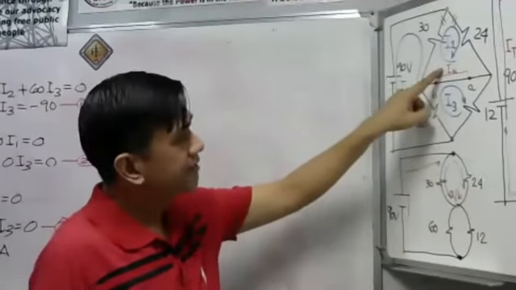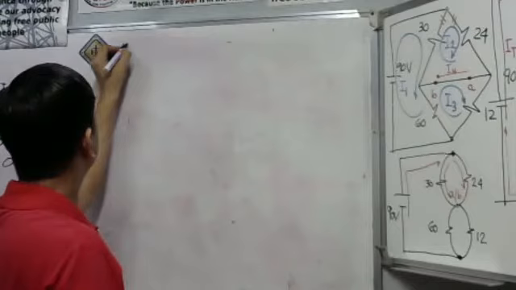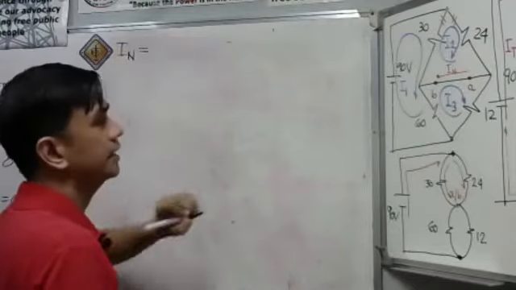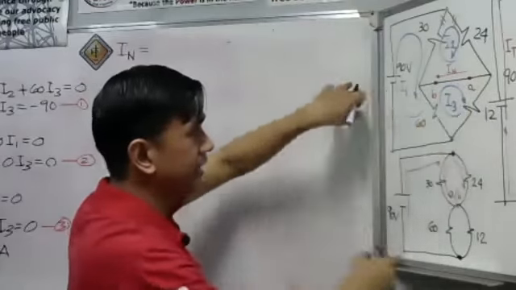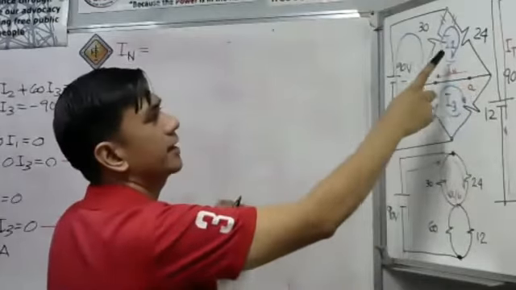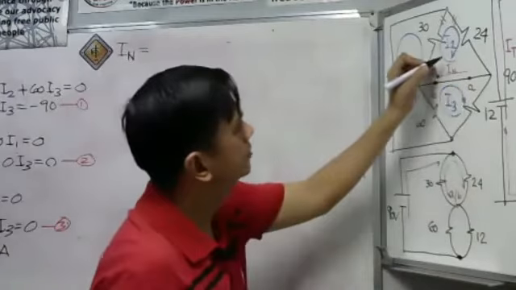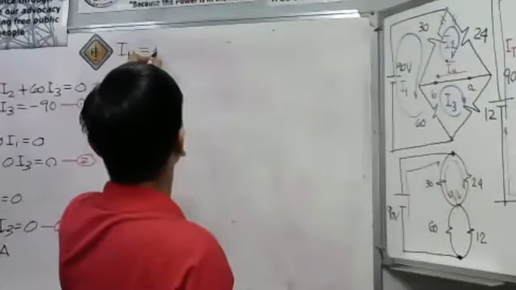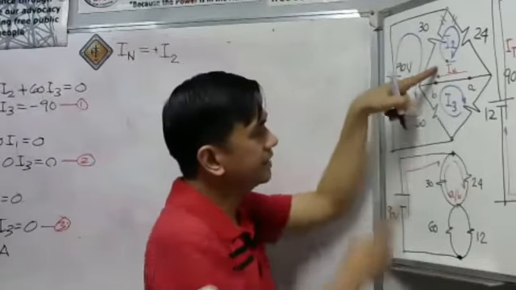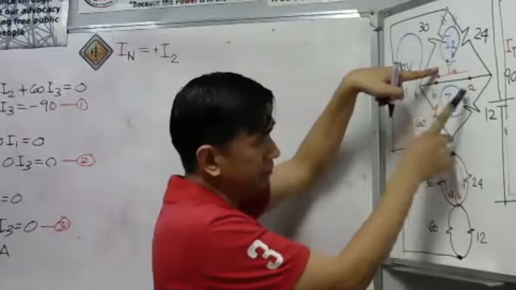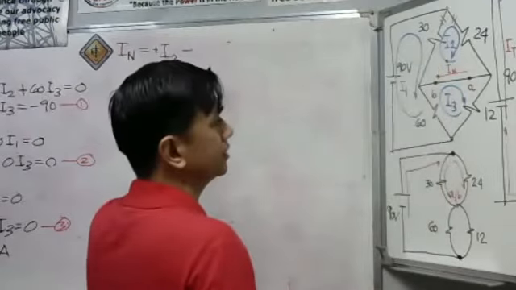Look at our I sub n using the Maxwell's mesh method. Our I sub n is simply equal to, take a look here, the current going to the left. Our I sub 2 is also going to the left here, so that is positive I sub 2. But our I sub 3 here is going to the right, so therefore that is minus I sub 3.